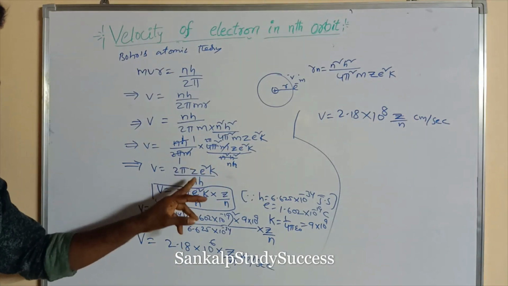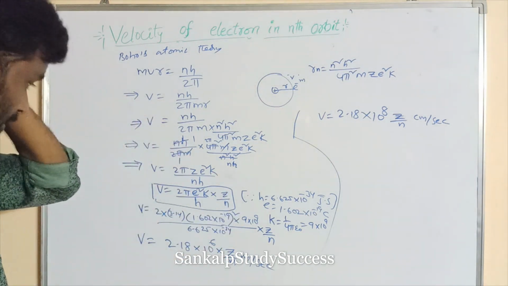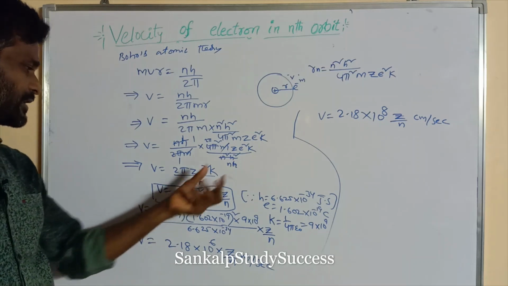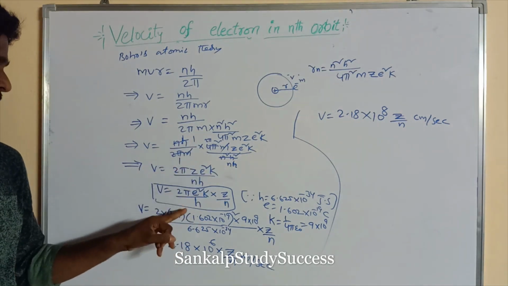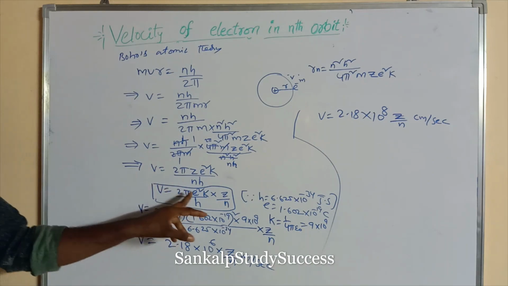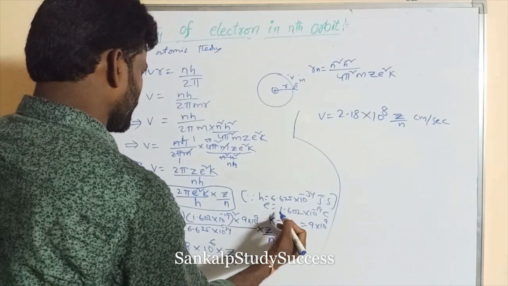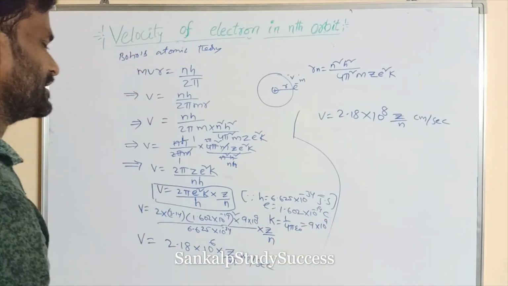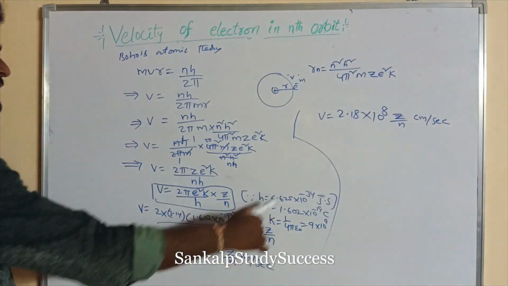Here Z is the atomic number and n is the nth orbit number. So the remaining terms are all constants: 2πe²k/h. e is the charge of electron, which we can take as 1.60 × 10^-19. The h value is 6.625 × 10^-34.